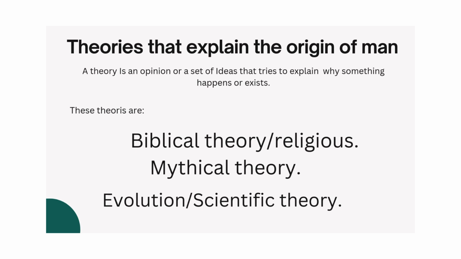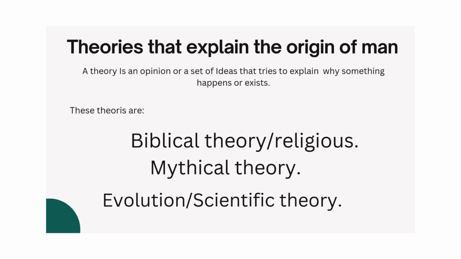The first theory that you are taught is called the biblical theory, also known as religious theory. The second theory is known as mythical theory, and the third theory, which is the last theory that also explains the origin of man, is called evolution theory, also known as scientific theory. Now, do you remember what these theories are explaining or what they say about the origin of man? Let's get started with biblical theory, which is also called religious theory.